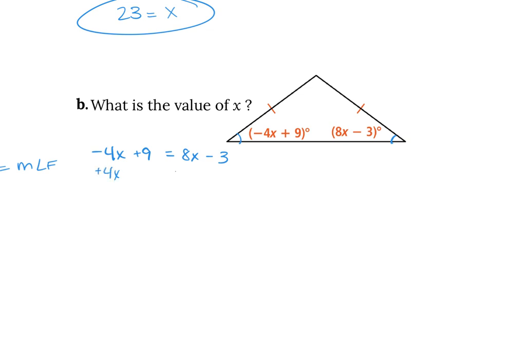So I'll move a variable over. Add my 3 to the other side. And then divide to get rid of the 12. So I would find that my x equals 1.